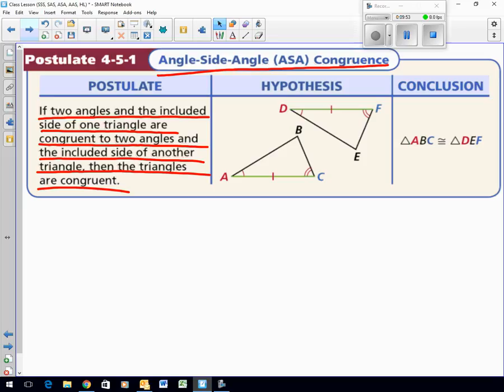Oh yes, 3 of 5. You have 2 more after this one. Two angles and the included side of one triangle are congruent to two angles and the included side of another, then my triangles are congruent.